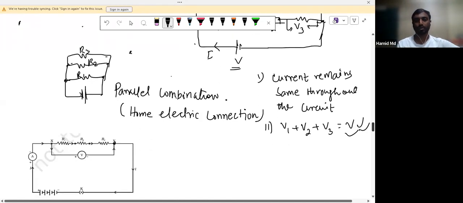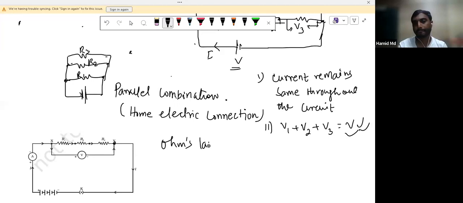So what is Ohm's law? What is Ohm's law? Ohm's law says that V, the potential difference, is equal to current times resistance, right? This is Ohm's law. Tejasvi, is it clear? Your face color is changing. No, sir, it's clear. Okay, so this is the basic Ohm's law.